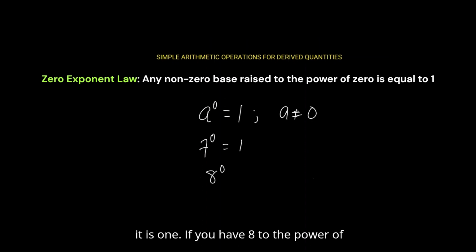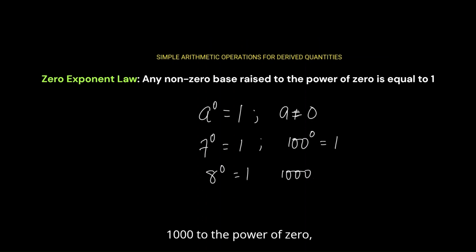If you have 8 to the power of 0, it is 1. If you have 100 to the power of 0, it's 1. If you have 1000 to the power of 0, it's 1. That is what the fourth law of indices tells us, the zero exponent law. Any number at all apart from 0 raised to the power of 0 is 1.